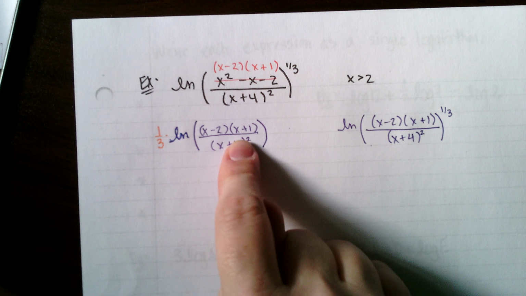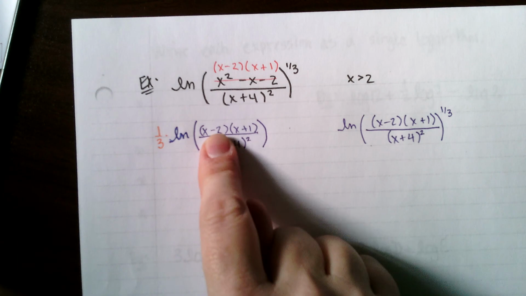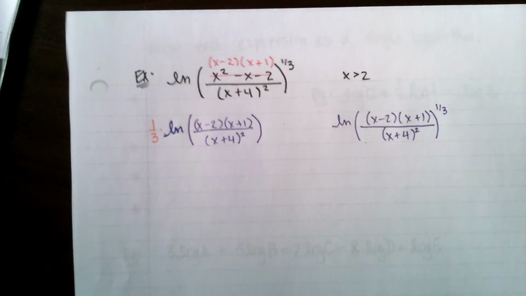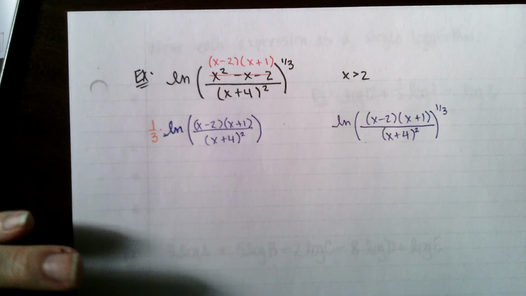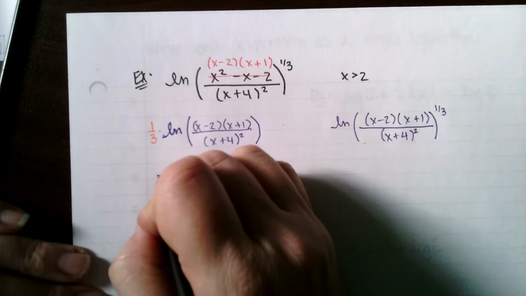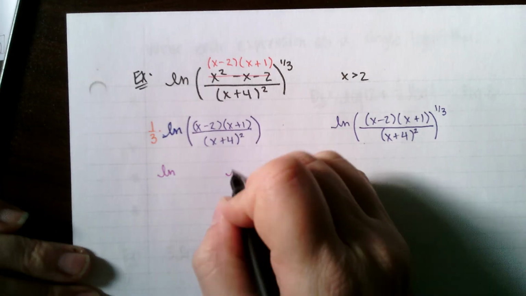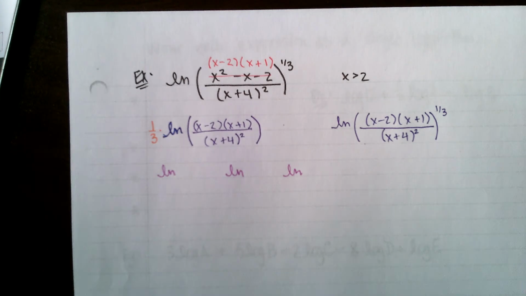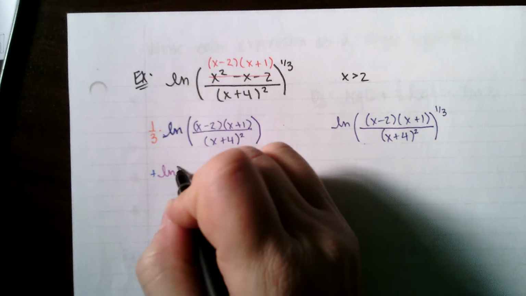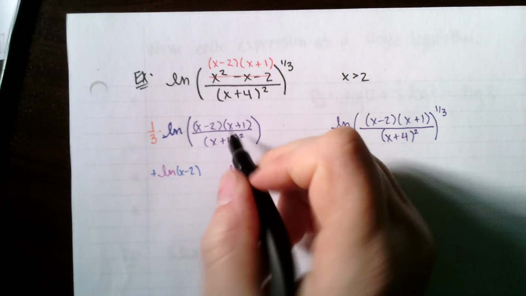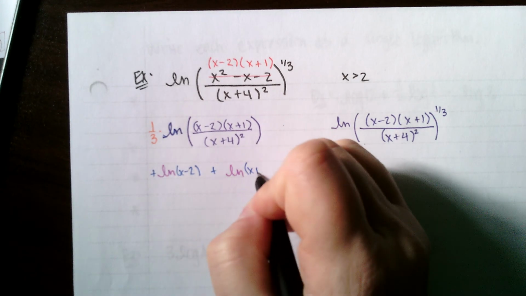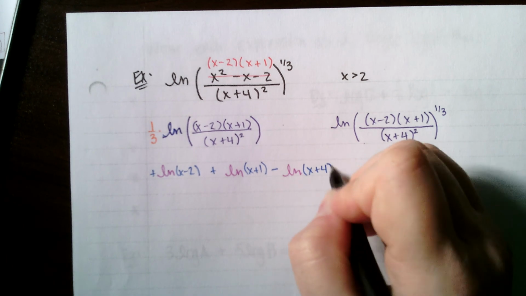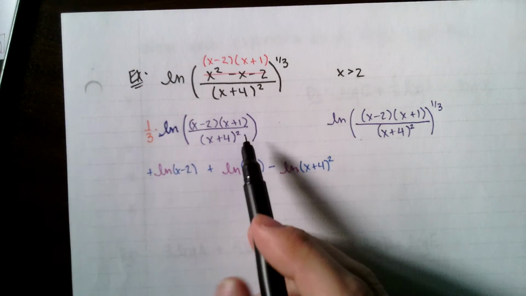Then I am going to break these factors into their own log homes. So I see that I have 2 upstairs roomies and 1 downstairs roomie. So I'm going to make this into 3 log homes. One of them is positive, the x minus 2. The next one is positive, the x plus 1. And the third one is negative, the x plus 4 squared, because it was in the basement.